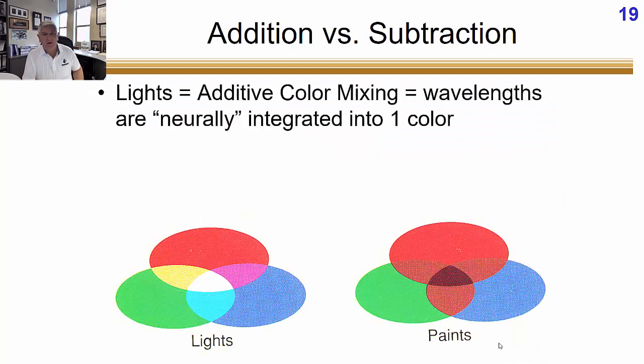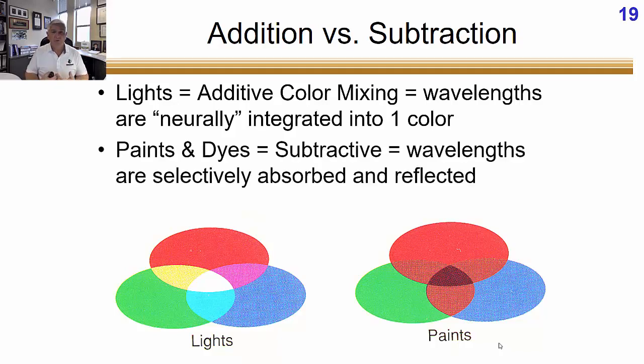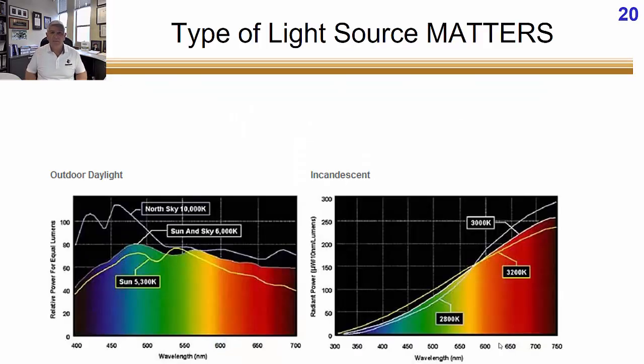So, additive versus subtractive. With additive, we are neurally integrating combinations of wavelengths on the three cones. With subtractive, the surface is selectively absorbing and reflecting only the wavelengths of light that we want to see. Now, the type of light source matters. As I mentioned, we're assuming that the light contains all the wavelengths of light.